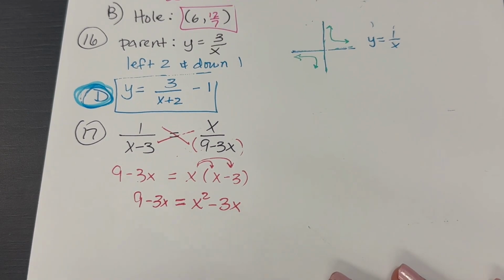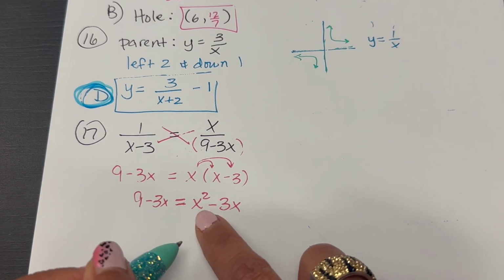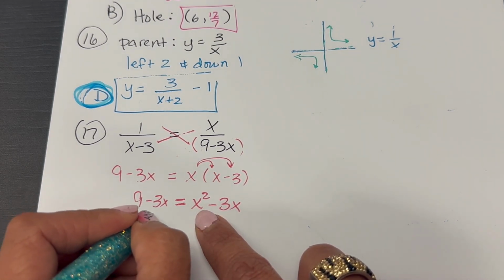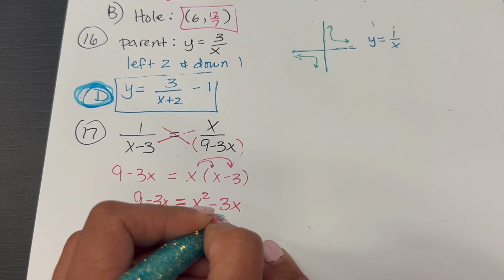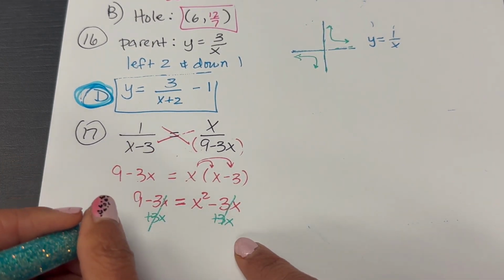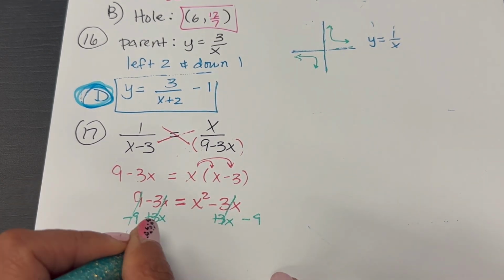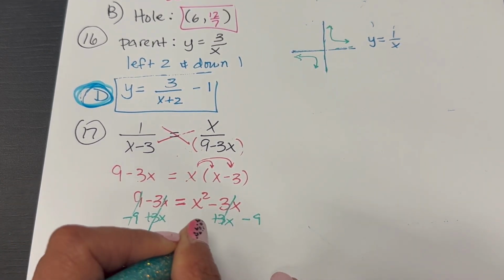Okay, we've got a quadratic, so we need to get everything over on one side and 0 on the other. I'm going to stick with the side that has the x squared, so I'm going to add that 3x. Hey, what's going to happen to the 3x's on both sides? They cancel. And let's subtract the 9. So we get 0 equals x squared minus 9.